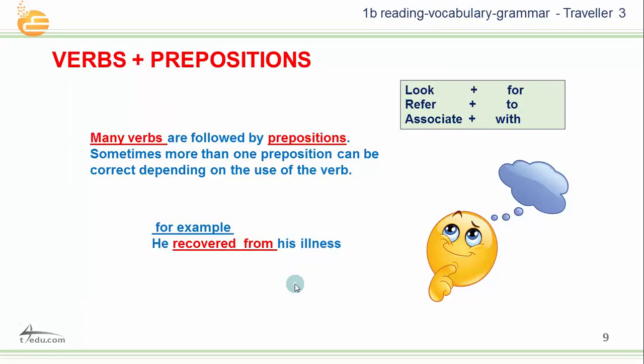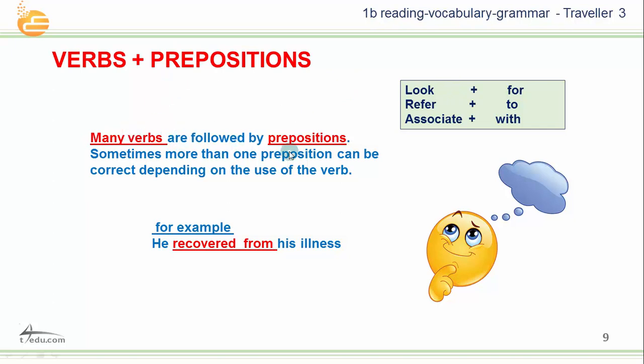If we move on to remember how we use verbs with prepositions, we have some verbs like look, refer, and associated. So look takes a preposition: look alone, and look for, which means search. Now refer to. Associated, and associated with, means connected with something else. So look for is different from look in or look after. This preposition changes the meaning of the verb.